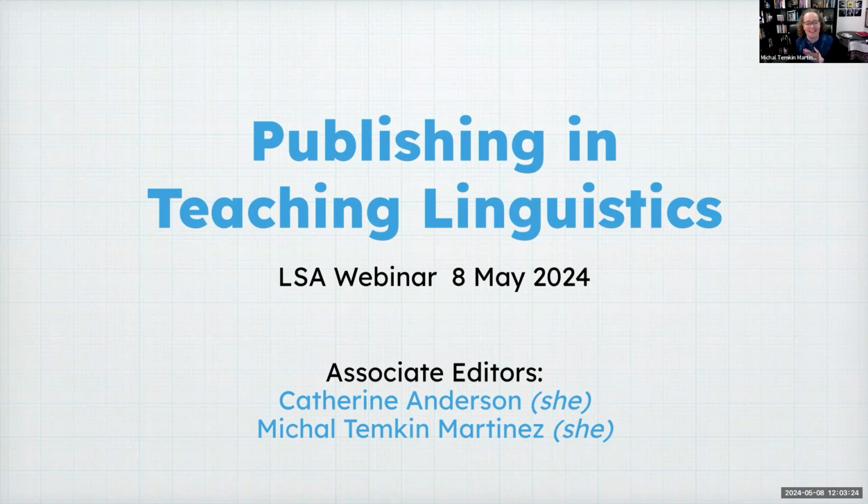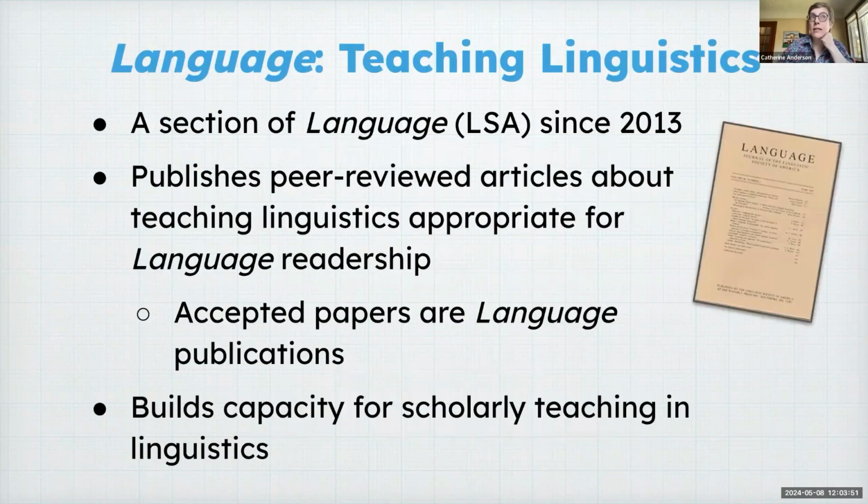So my name is Michal Temkin Martinez. I use she, her pronouns, and I'm a professor and the chair of the linguistics department at Boise State University. And I'm Catherine Anderson. I also use she, her pronouns. I'm a teaching stream professor in the Department of Linguistics and Languages at McMaster University in Hamilton, Ontario, Canada, which is kind of between Toronto and Buffalo. I'm also the director of the Gender and Social Justice program there. And I just came on as associate editor this year in 2024. So I'm learning lots. It's very exciting.